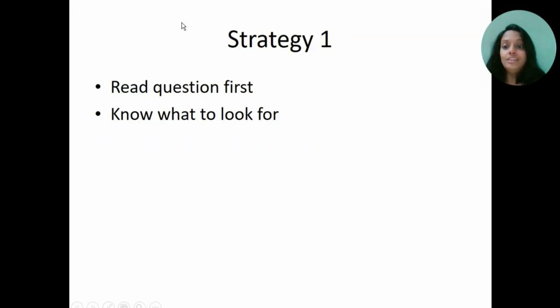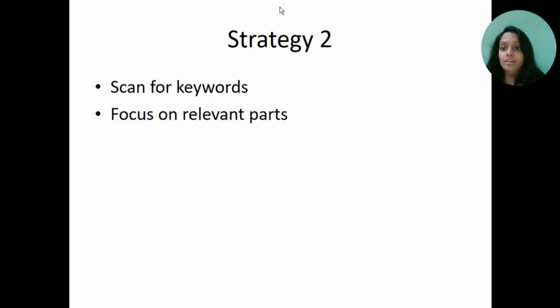Okay? And here are some of the high scoring strategies that I'm going to give you. The first strategy is question first. Never start by reading the text. First, you have to read the question because the question tells you what to look for, where you have to focus. Okay? And then the second one, you have to scan.